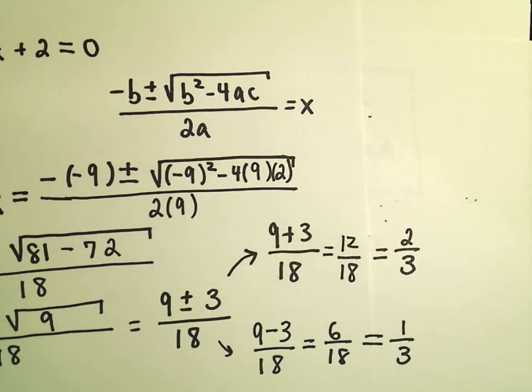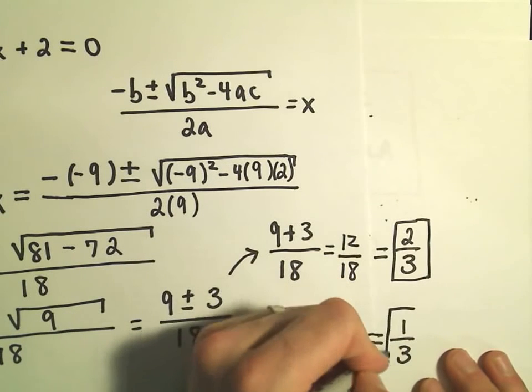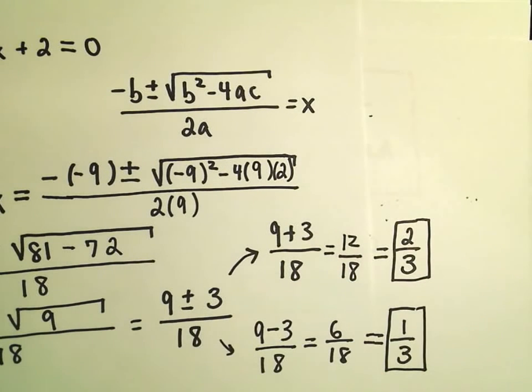So the solutions to our original quadratic equation, 9x squared minus 9x plus 2, will be x equals positive 2/3 and also x equals positive 1/3.